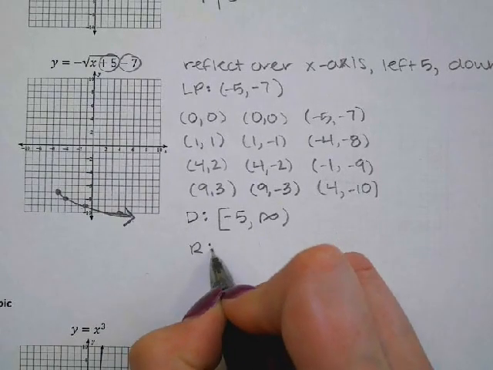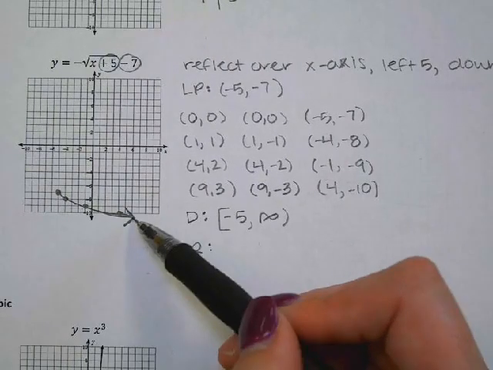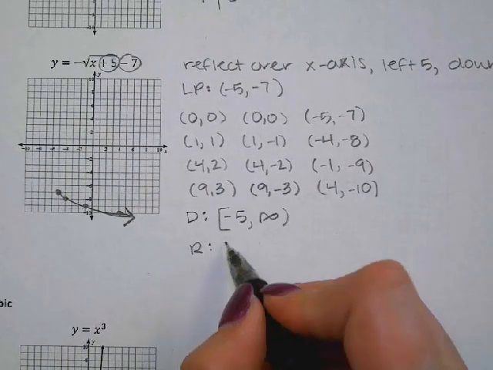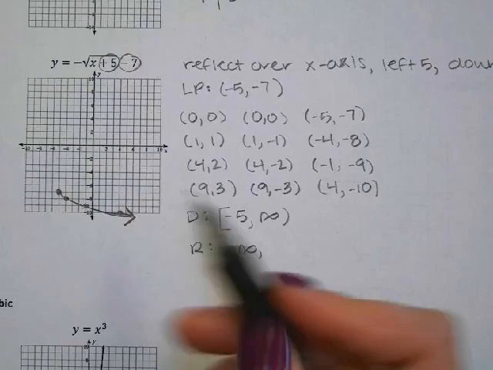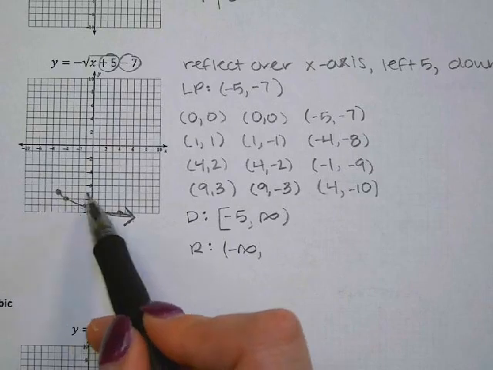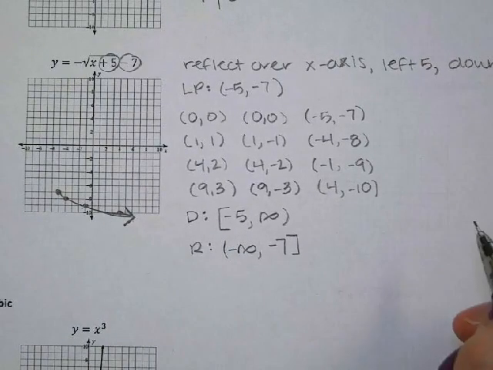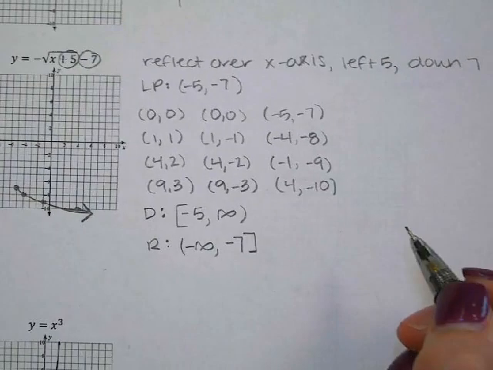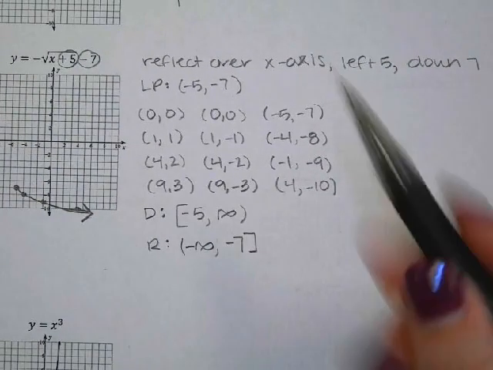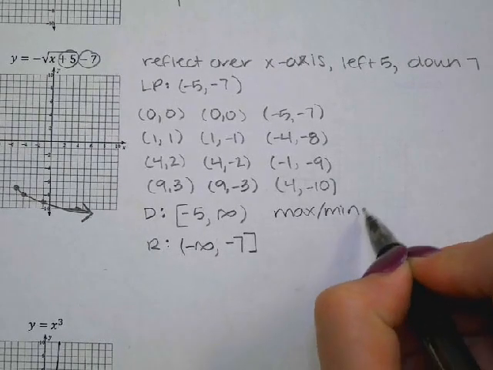The range is going to be a similar process. So we're looking how far down and how far up. How far down for this one would be an arrow, so that's negative infinity. And then how far up, the biggest y value that we can see is right here at -7. So it's negative infinity to -7. These functions do not have a max or a min. So for max and min, we're going to say none.